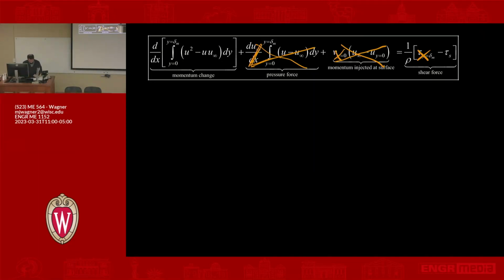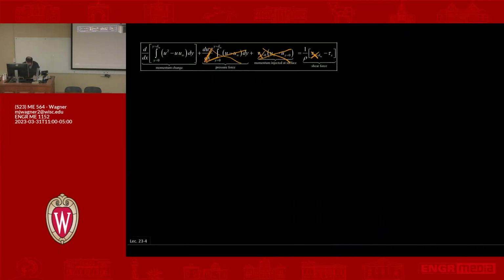So with that, I guess we would end up writing our simplified equation. Let me just zoom back out here. So our simplified equation is just going to be d/dx of the integral from y equals 0 to delta m of u times (u infinity minus u) dy, and that's equal to just tau s over rho. So this is now the integral form that we're going to actually solve in our example.